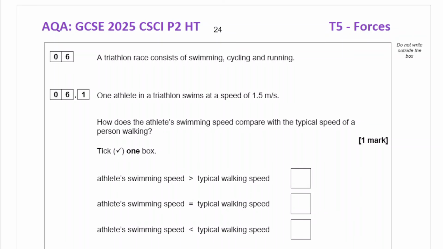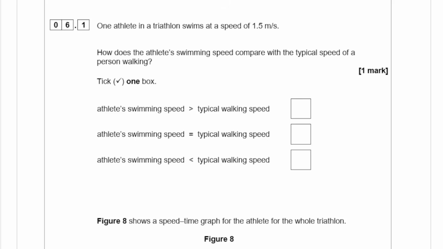In this video, I'm going through the AQA Combined Science Physics Paper 2 Higher Tier from 2025. Question number 6 is on the topic of forces. A triathlon race consists of swimming, cycling and running. One athlete in a triathlon swims at a speed of 1.5 meters per second. How does the athlete's swimming speed compare with the typical speed of a person walking?